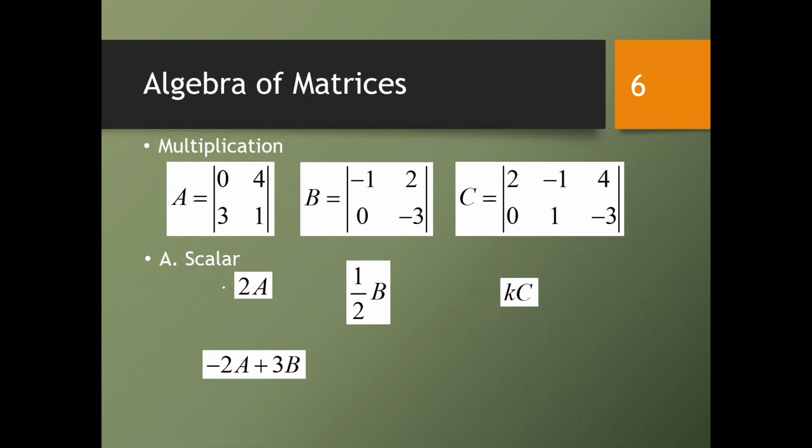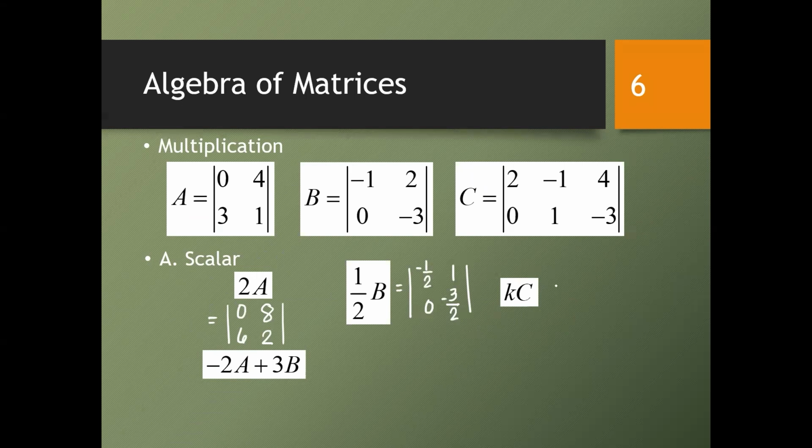So for example, the base magnitude is 3, tas ang scalar multiplier is 2. Eh di lahat ng items, i-multiply natin ng 2. So in this case, you just multiply 2 to all the elements. That's 0, 8, 6, 2. Right? In here, multiply 1/2 to all the elements of B: -1/2, 1, 0, and -3/2.